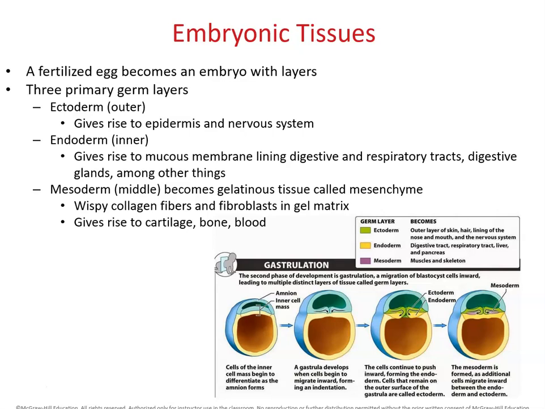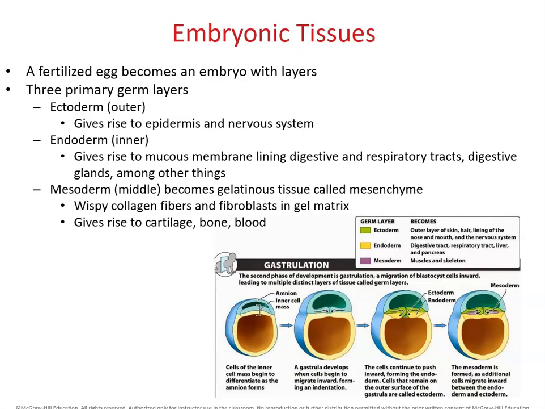So we know that development begins when a sperm cell fertilizes an egg cell, and we have two sets of chromosomes at that point. And almost immediately, that fertilized egg, which we call a zygote at that early stage, starts to develop by cell division. This happens by mitosis that we've talked about previously.